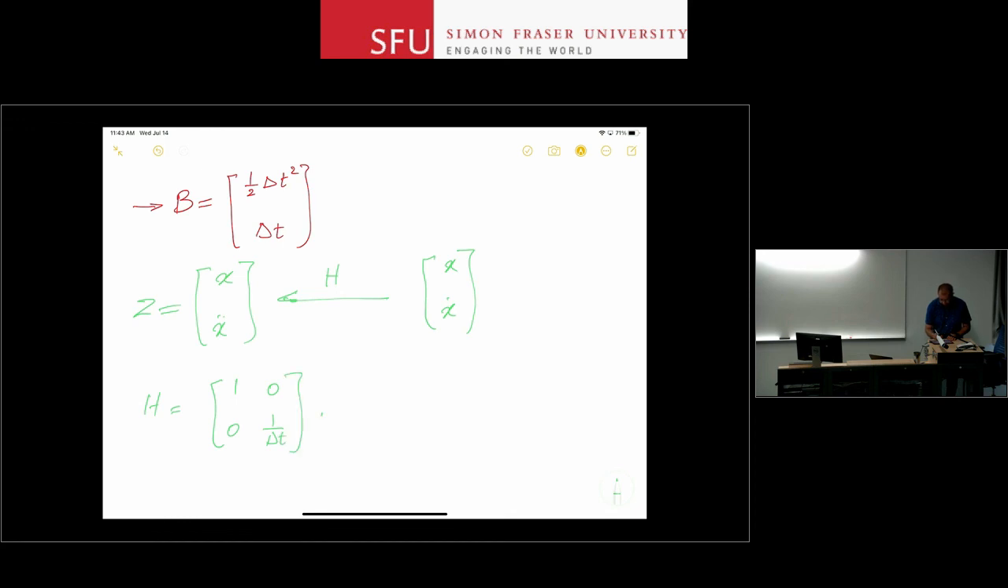Right? So H times your x and x dot. If you multiply them, then the first element of your z vector is x, and if you multiply the second row of your H by x dot, you get x dot divided by delta t, or taking the derivative of that, which will give you your acceleration. We need acceleration here, right? So it's a derivative of your velocity. So that's your H. So let me get rid of this now.